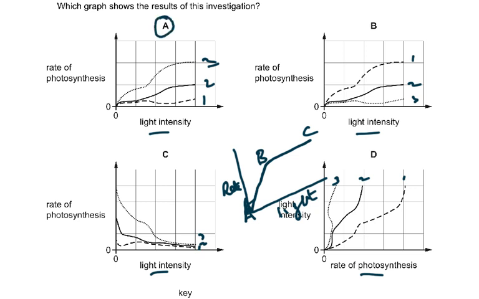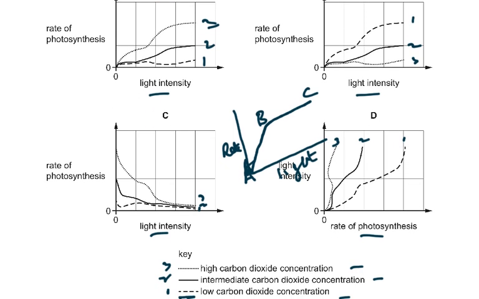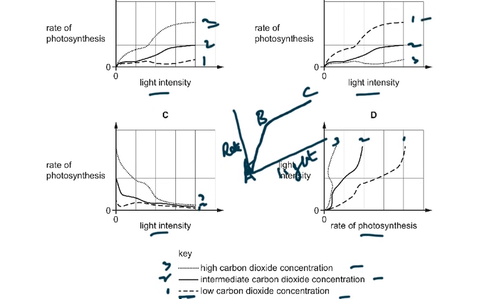But why is the answer not B? In B, of course, the sequence is wrong. In the low carbon dioxide concentration, you can see it is the low carbon dioxide which is giving you the highest rate of photosynthesis. So this is wrong. Then in the rate of photosynthesis and light intensity, the rate is not just increasing. As light intensity increases, the rate increases and then levels out. Here the rate is decreasing.